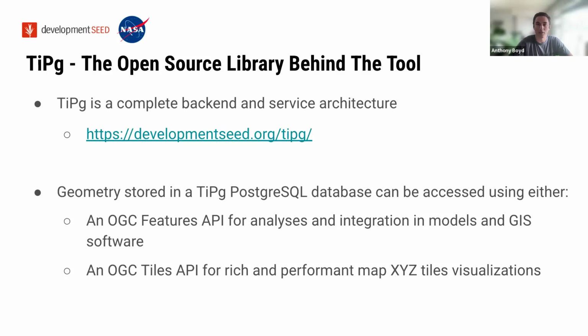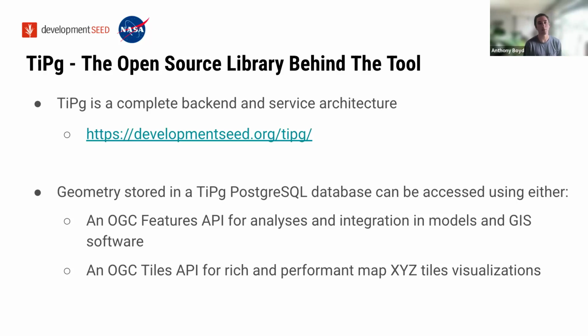One library in particular that was especially important for the Fire Event Explorer is called TiPG. And this is really a complete backend and service architecture. What it does is any geometry stored in a Postgres database can be accessed with either a Features API or a Tiles API. And both of these were used pretty heavily in the Fire Event Explorer.